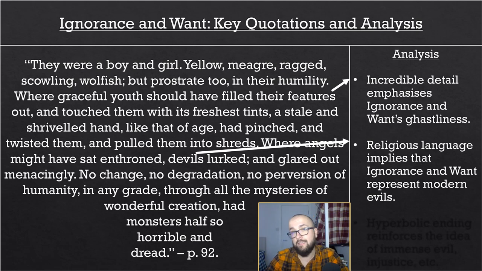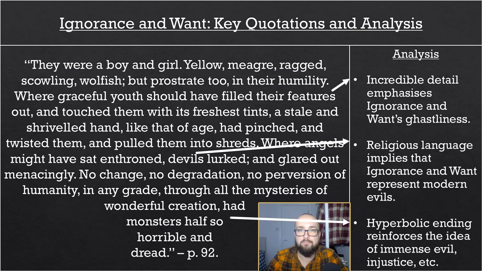The paragraph ends in a very hyperbolic way, as Dickens writes that nothing to have ever existed was anywhere near as horrible and dread as ignorance and want. This emphatic ending reinforces the idea of ignorance and want being deformed by an immense, unnatural evil, an evil caused by rampant social injustice.